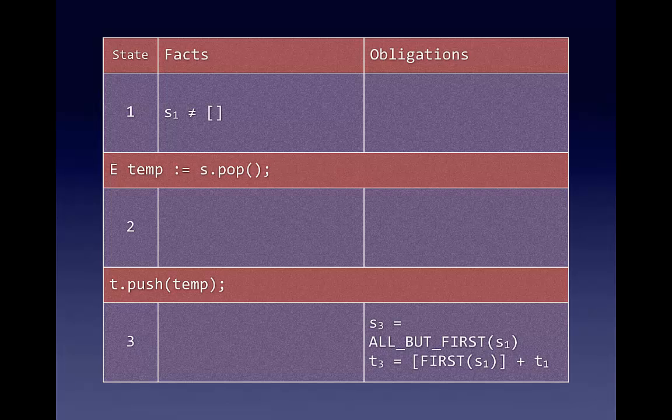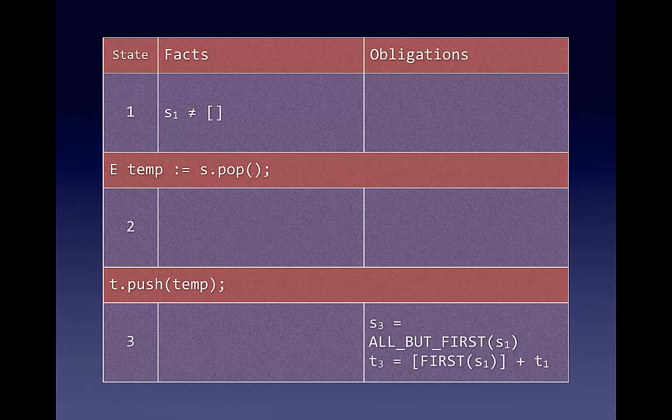This is a symbolic reasoning table. In addition to state and facts, like the tracing table, this table also has a column for obligations. Obligations are assertions that will eventually need to be proved by using the facts. More complicated symbolic reasoning tables also have a column for the path condition that's used when your code has conditions such as those found in if statements and while loops.